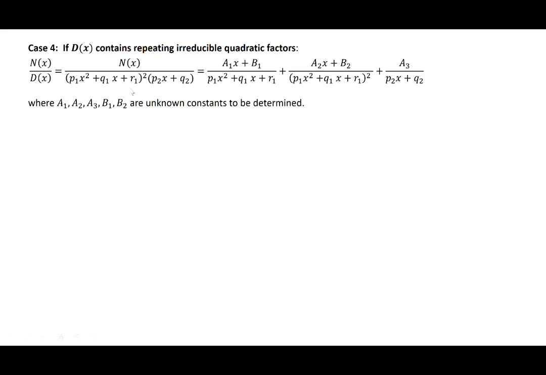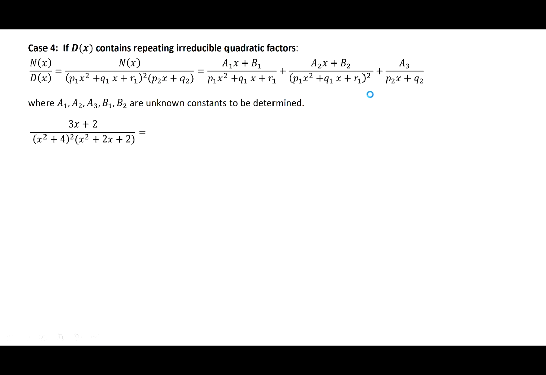Well, if you intuitively thought, hey, that's nothing but a1x plus b1 over p1x squared plus q1x plus r1, plus a2x plus b2 over the quantity squared, yep, you are right. It's kind of like how it was for repeating linear factors, right? If we had something like px plus q, the quantity squared, we said A over px plus q plus B over px plus q, the quantity squared, plus C over, and so on, like that. So the same concept applies here.